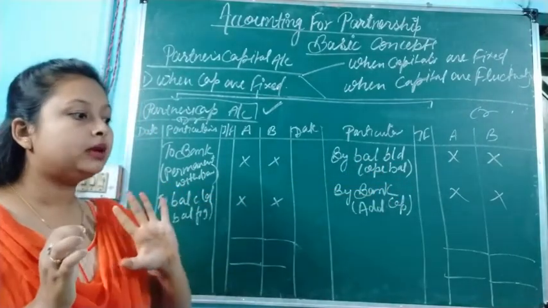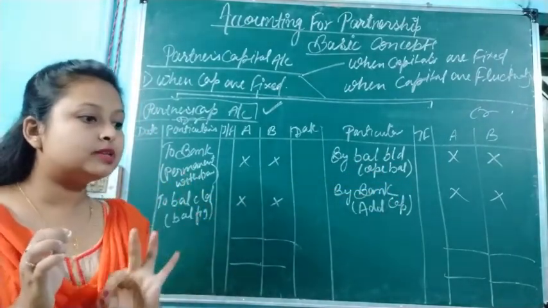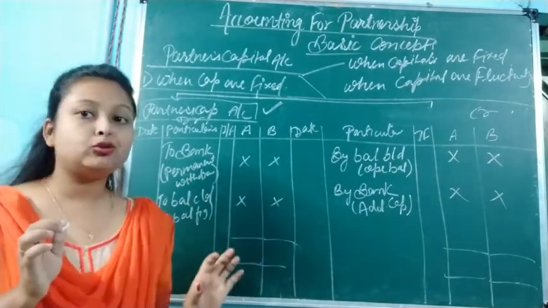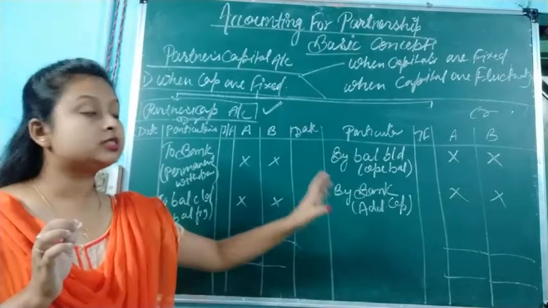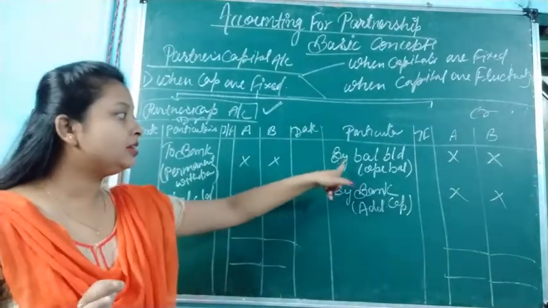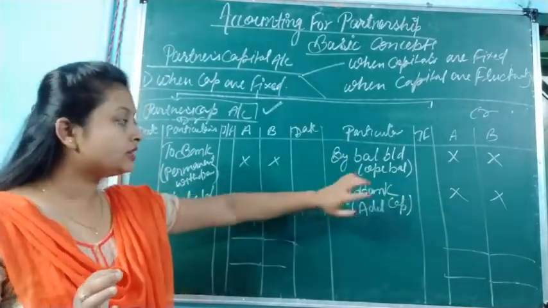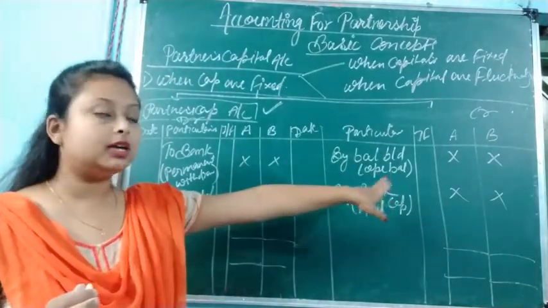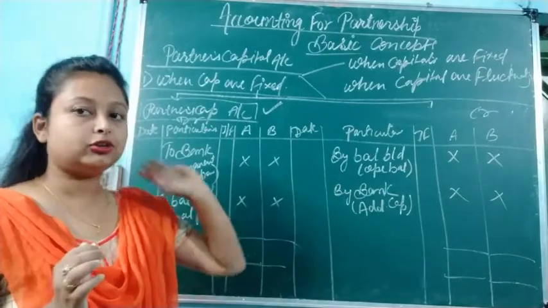Suppose we take an example that A and B have started a business, they have a partnership deed, and A's capital is 5 lakh rupees and B's capital is 10 lakh rupees. So that opening balance capital is where we start the question. By balance b/d, 5 lakh rupees and 10 lakh rupees we are going to write down.